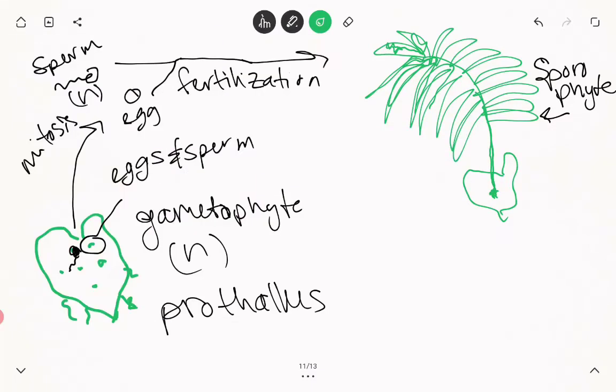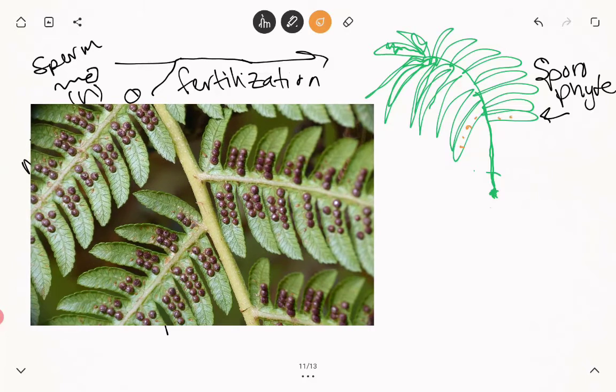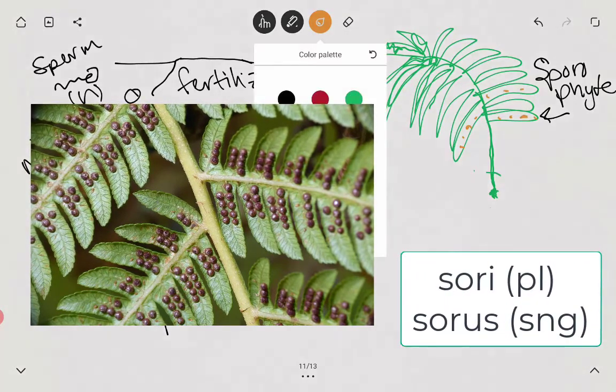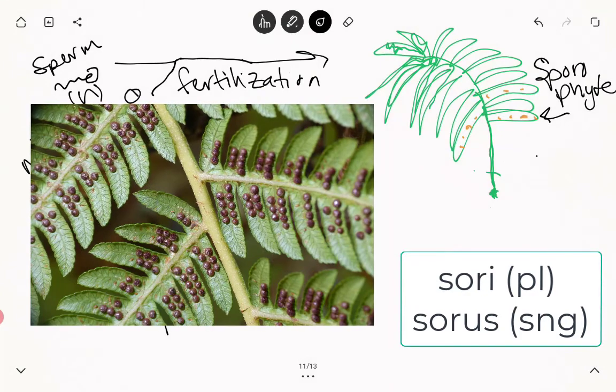This gametophyte typically shrivels or is kept underground, so we typically don't see the gametophyte. Even if we were to see it, a lot of times that prothallus is maybe the size of our pinky fingernail, so it's pretty tiny. On the underside of a fern frond, if we were to flip this over, we would see some brownish structures lining the underside. Those brownish structures are what we call sori.